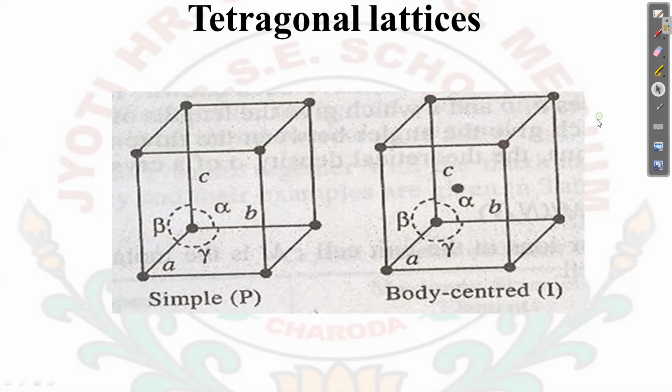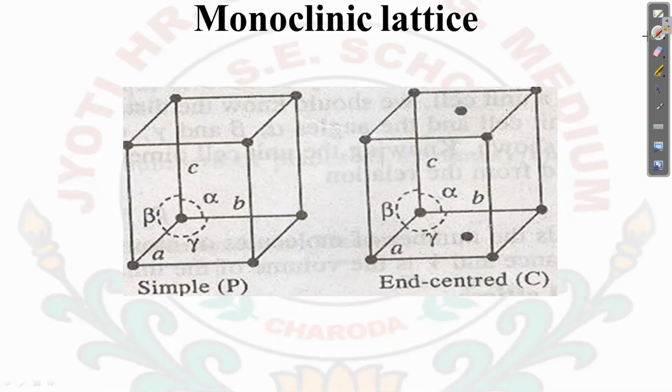Next, the monoclinic. In the monoclinic also a is not equal to b is not equal to c, and all angles are 90 degrees, but here only two types can be seen, simple and end centered. Two types of monoclinic lattices can be seen here.